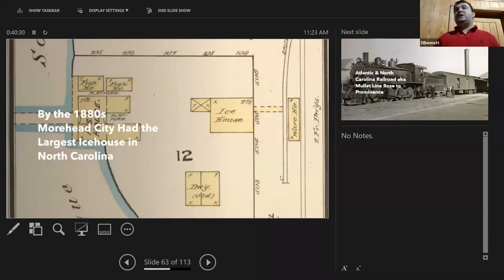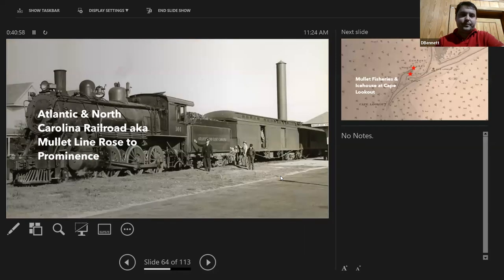And by the 1880s, Morehead City had the largest ice house in North Carolina, with schooners coming all the way down from New England with large blocks of ice that were cut out of ponds and lakes, and they were stored in this ice house for the commercial fishing industry. Later on in the late 19th century, there is an ice manufacturing plant in Morehead City.